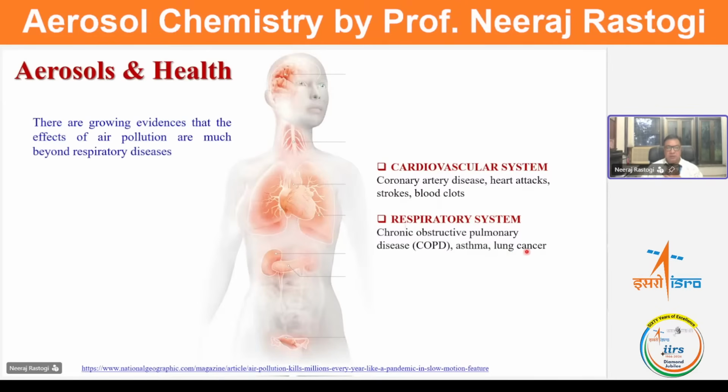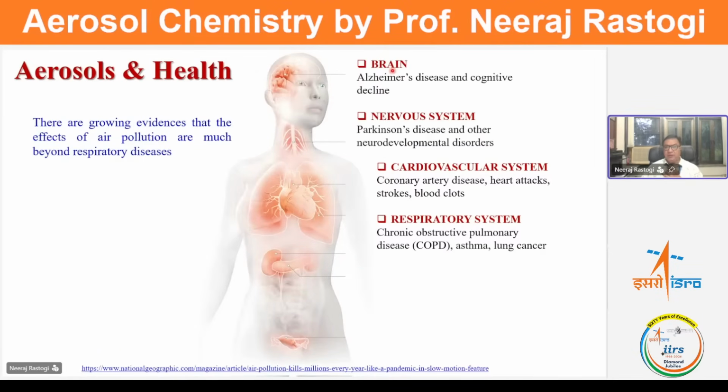But there is growing evidence that the effects of air pollution go much beyond respiratory diseases only. What are those effects? The aerosol can affect our brain. It can cause Alzheimer's disease and cognitive decline. You probably know Alzheimer's means you are forgetting everything. You don't remember anything. Cognitive decline means your reasoning power is decreasing. It can affect your nervous system, which is called Parkinson's disease. You might have seen some people have a shaking hand. It's a part of Parkinson's disease. You can have other neurodevelopmental disorders.